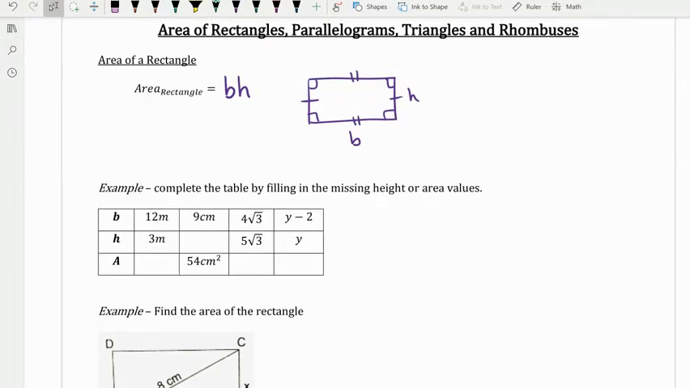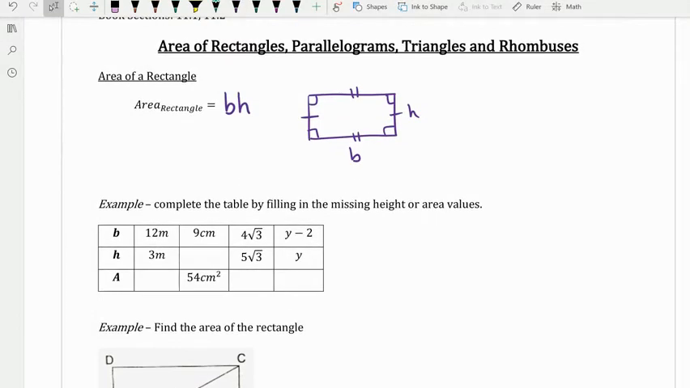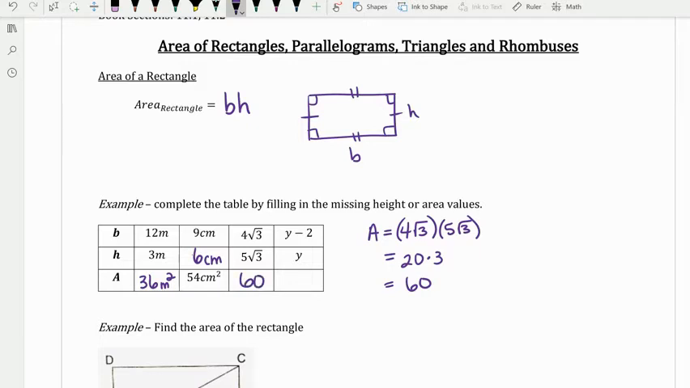To fill in a table here with our missing heights or areas, the first one, we've got the base and the height. Multiply those together. That will give us 36 meters squared. For the next one, we're missing the height. So if I take the area and I divide by the base, then we get a height of 6 centimeters. The next one, we've got base and height. To find the area, we're going to multiply those two things. We've just got radicals involved in this one, but we're going to do 4 radical 3 times 5 radical 3. That would be 20 times just 3, which is 60. So our area there would be 60.